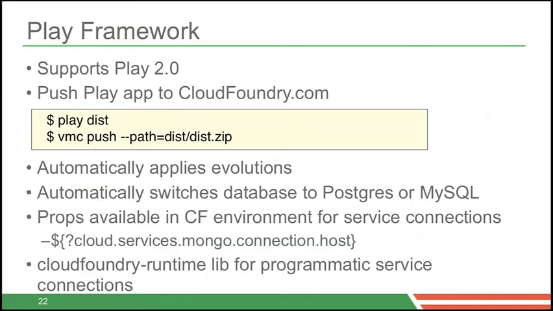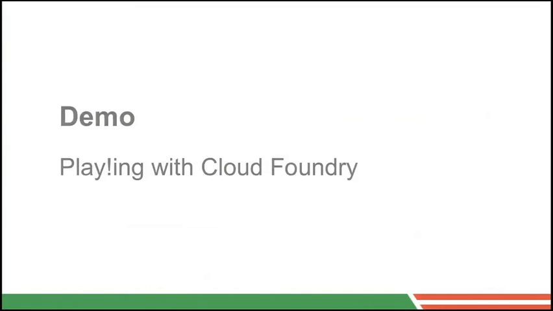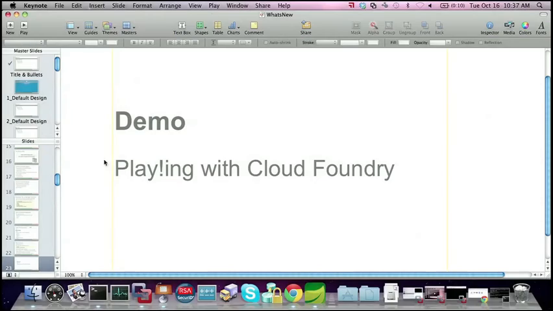And then beyond that, for the relational databases, we offer a set of properties you can use in your config file that will also automatically connect you to other services like Mongo, Rabbit, Redis, etc. And then, as I mentioned before, we provide libraries typically called Cloud Foundry runtime that allow you to make programmatic service connections, which can be useful in a Play application as well if you don't do the configuration-based approach. Okay, so now we're actually going to do a demo just showing Play on Cloud Foundry.